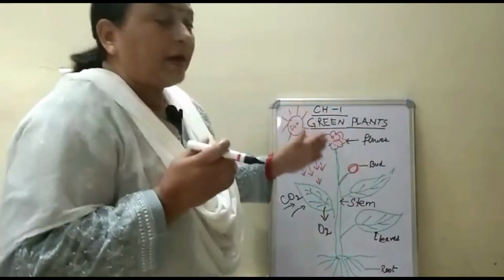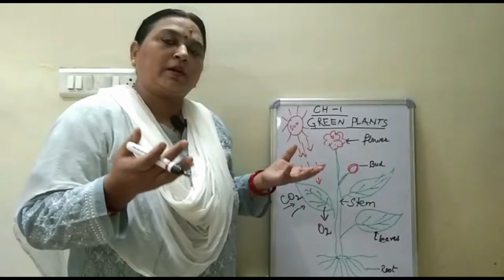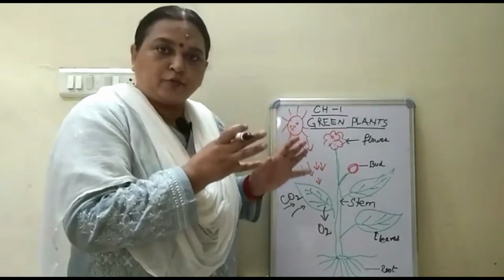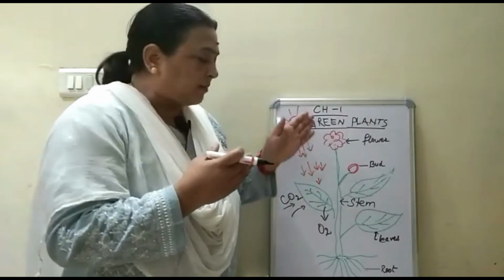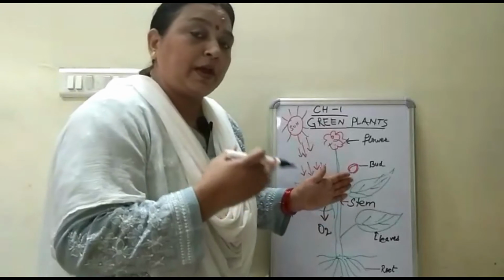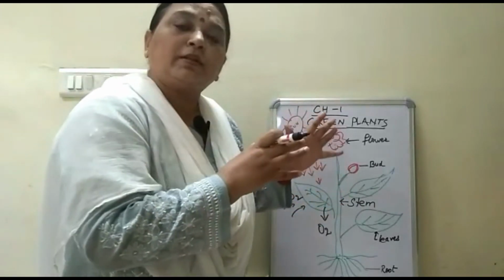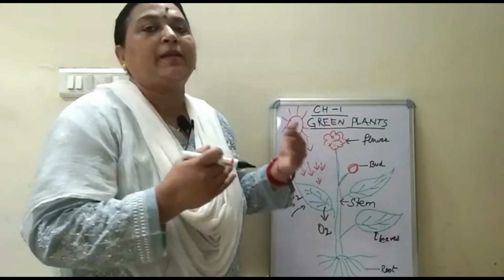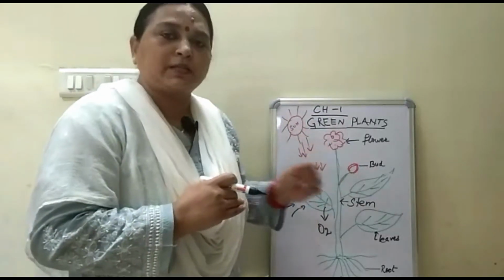Now plant is a producer and we all human beings and other living things are dependent on the plants for food, so we are consumers. Producers are plants which are producing food and consumers are the animals which are dependent on the food. So plants are known as producers and we animals and human beings are known as consumers.